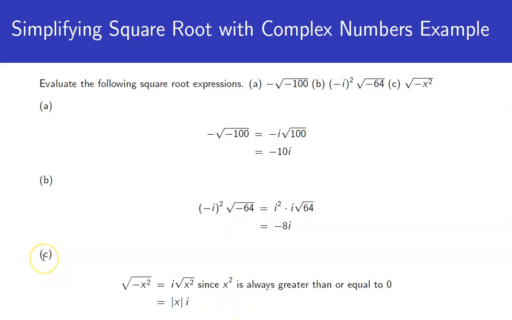For part C, if we want to do the square root of negative x squared, where the negative is outside the squaring here, well, x squared is always positive, so I can take care of the negative sign by writing it as i times the square root of x squared. And then the square root of x squared gives you the absolute value of x. It's not just simply x because x could be negative, but x squared is certainly always positive. So I have to take care of that with an absolute value of x here. So we get the absolute value of x times i.